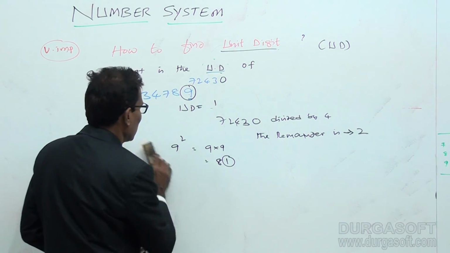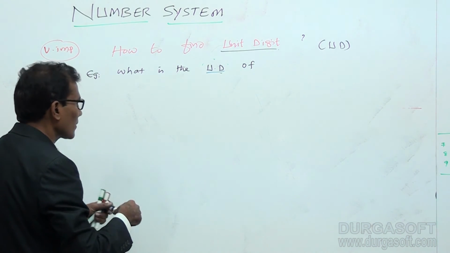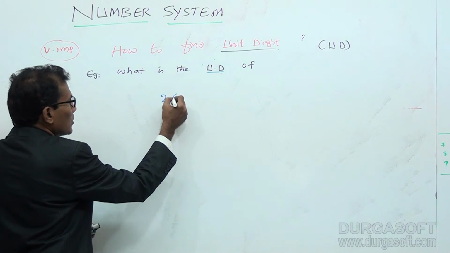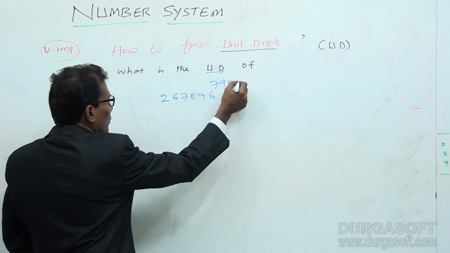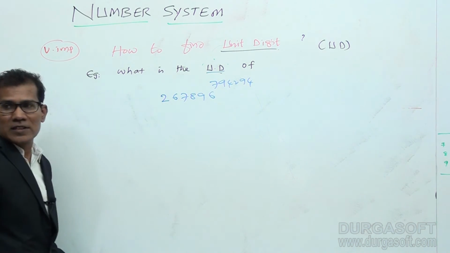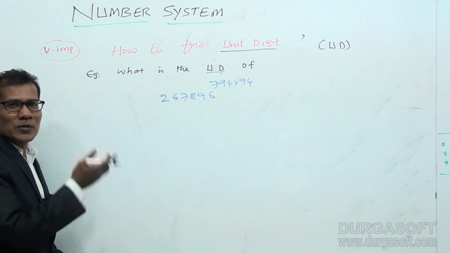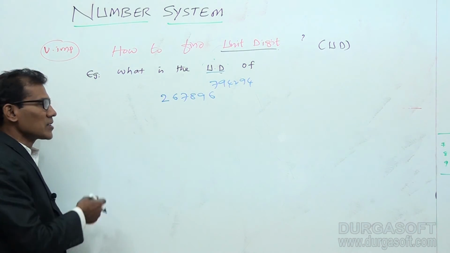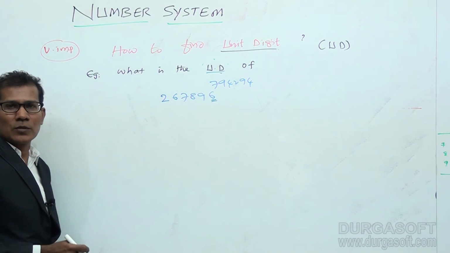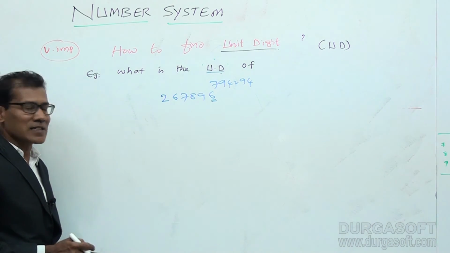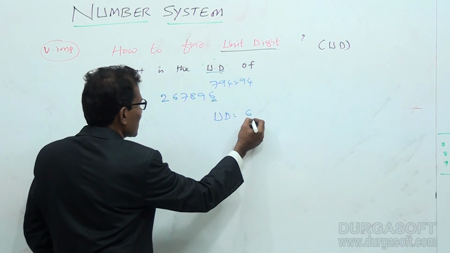Take another example. 26789 to the power of 794294. What is the unit digit of this? This is a very simple question. It takes only 1 second to answer this question. As we know, if the unit digit of the base is 0 or 1 or 5 or 6, the number itself is going to be the unit digit. Therefore, your unit digit is going to be 6.